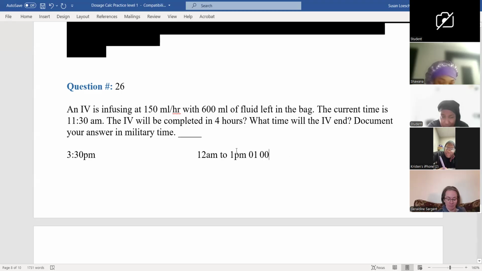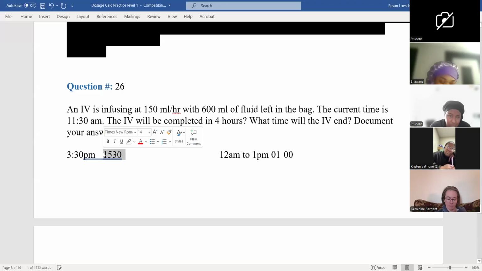Now, when you get to 1 p.m., you have to add 12 hours to the main number. So you're adding 12 to that 3 there. So that's how she got the 15. And then it's 3:30. So it's 15:30. No colon, no PM, no AM. That's how you have to write it on the test.